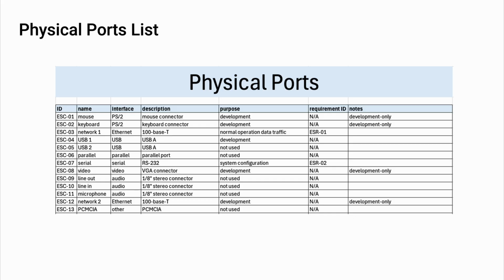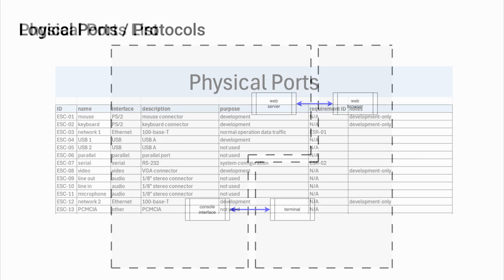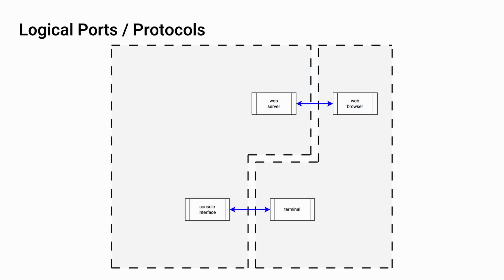Our next question is, is the port used for diagnostics? Again, we have the question as to whether ESC4 fits into this category. Because it's a USB port, it could be. Next, is the port required for deployment? As we can see, we have ESC7, a serial interface which is used for system configuration. Finally, is the port removable? For this, we go back to the photograph of the element and we can see whether any ports of interest might be removable. Next, we'll look at our logical ports and protocols.